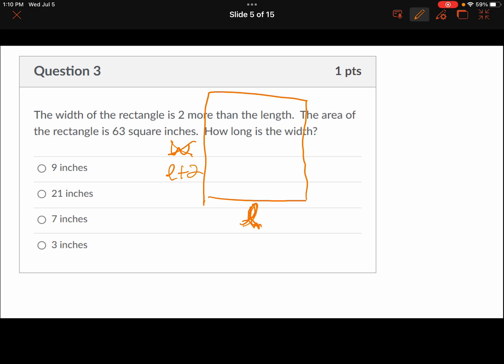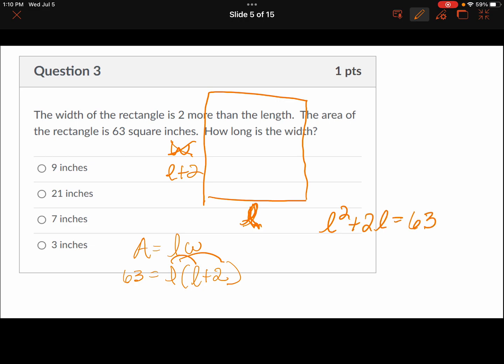The area of the rectangle is 63. So if you remember that area equals length times width, I'm going to have L times L plus 2. And that equals 63. Now, I hate having it written backwards, so I'm going to finalize it here. I'm going to distribute this out and set up a neater equation here. L squared plus 2L equals 63.